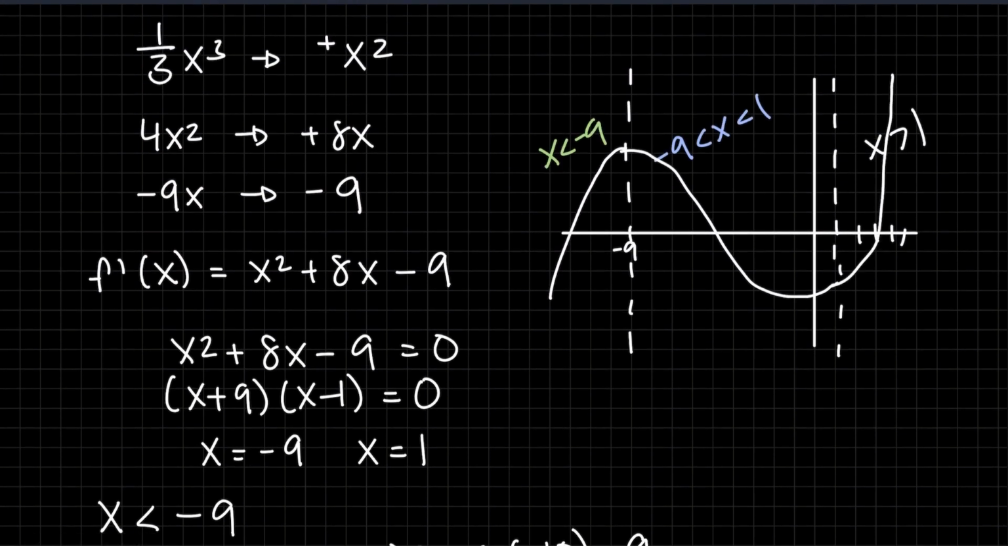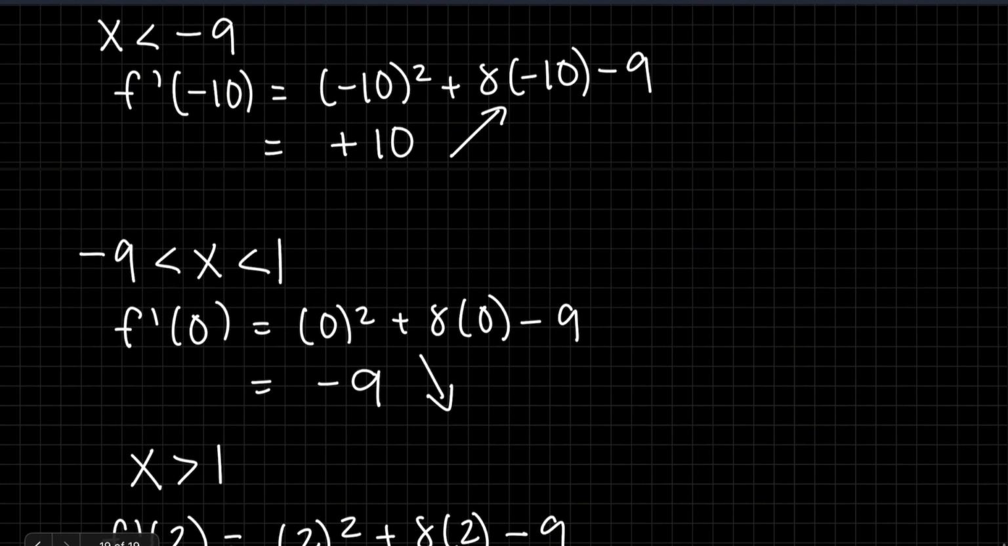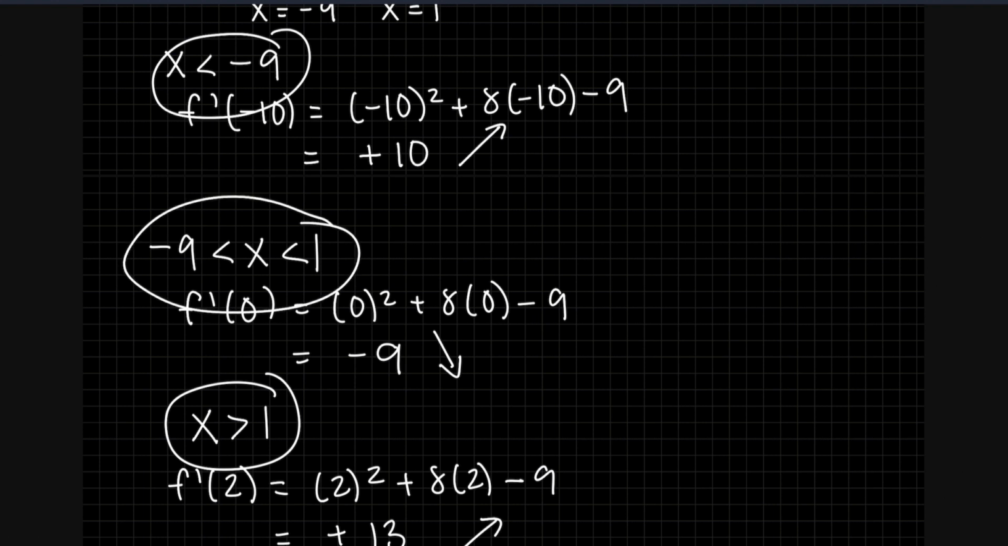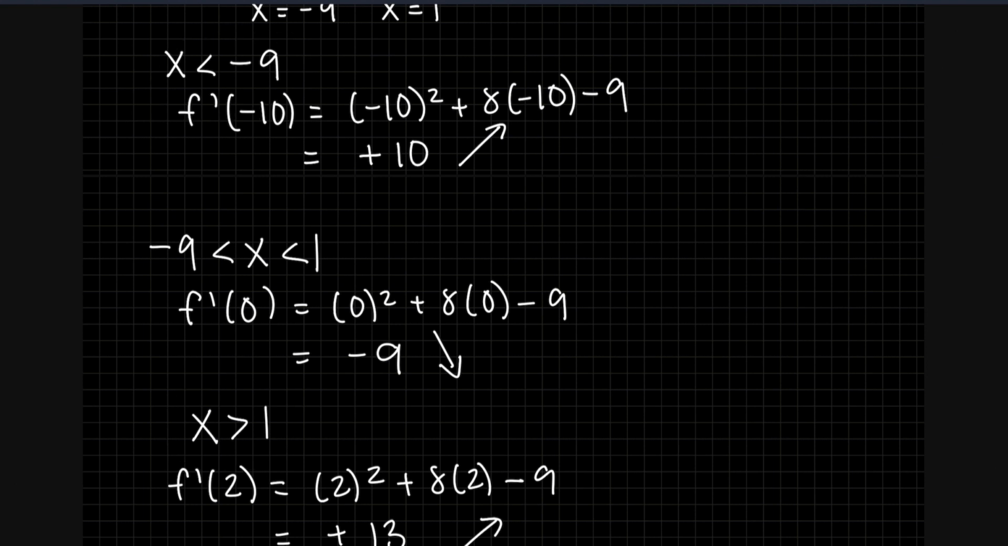So therefore, my function increases when x is less than -9 and when x is greater than 1. It decreases when it's between -9 and 1. So anytime we get a positive number, the function increases. Anytime I get a negative number, the function decreases.